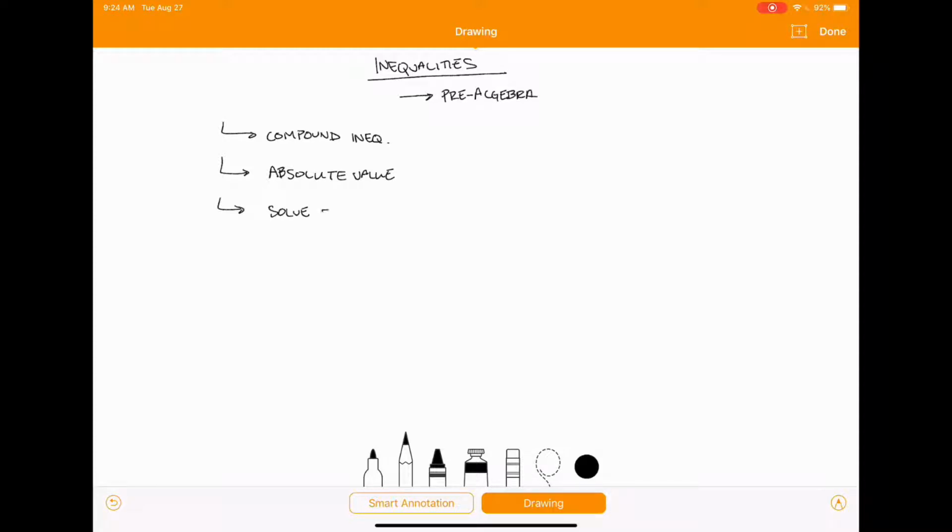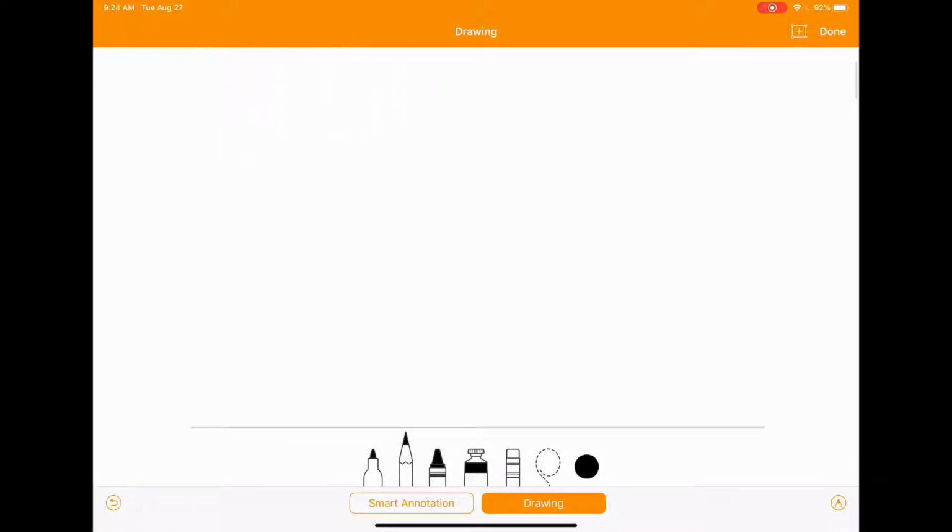equations that are inequalities. So let's go ahead and talk about what is a compound inequality.